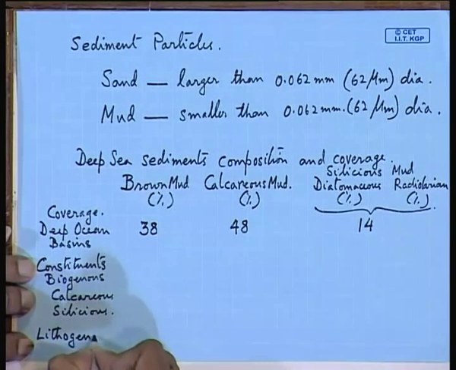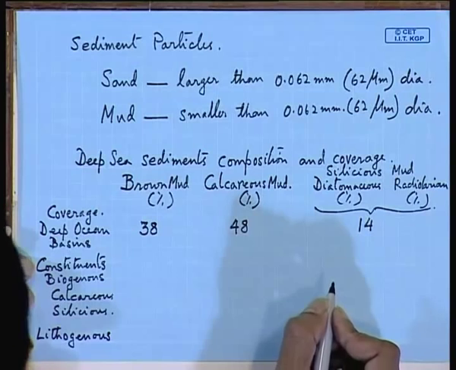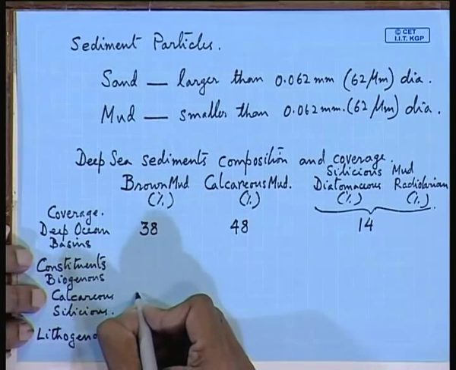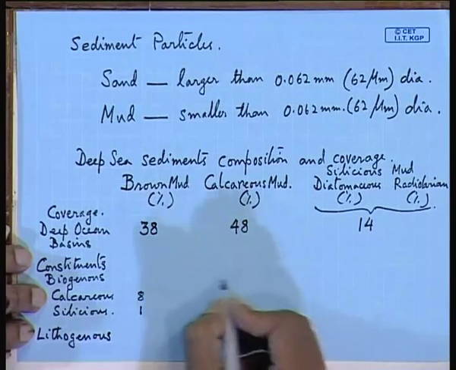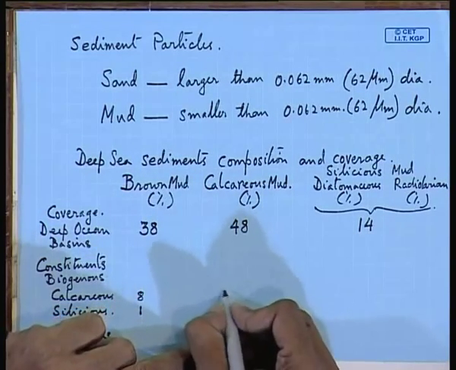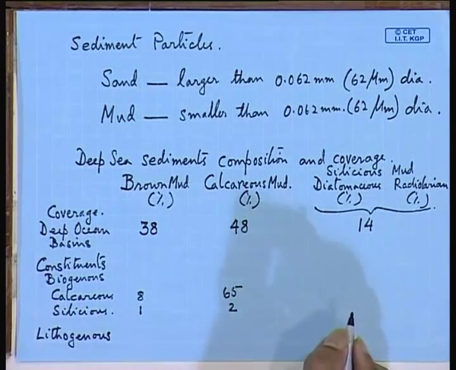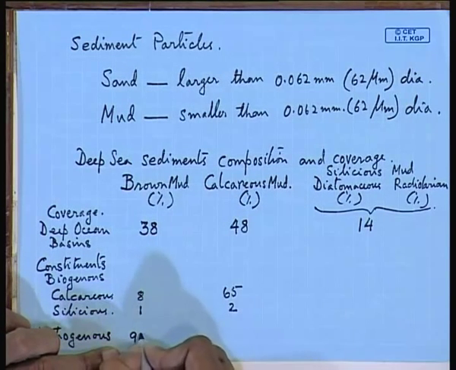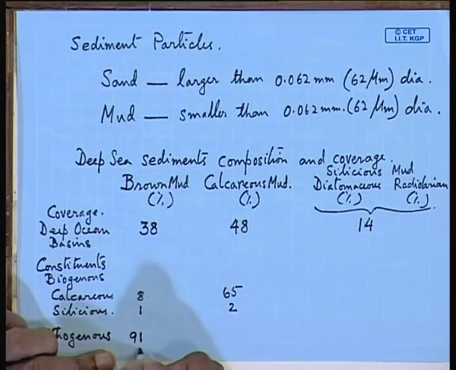Lithogenous are derived from rocks. Now, constituents: calcareous is 8%, siliceous is 1%, and this is your brown mud composition. This is 65 and this is 2. So, how much does it come to? And lithogenous composition is 91. So, you add this, the total will be 100%.